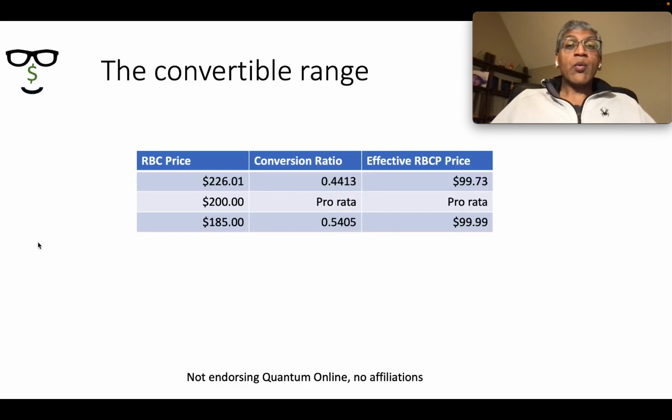And now let's review what we call the convertible range. We are setting up for the convertible arbitrage unit. And so that is why we're reviewing conversions in greater detail. To be clear, if the RBC price is $226 or greater, the conversion ratio is 0.44. If it is 185 or lower, the conversion ratio gets a nice little bump. Any value in between the two converts at exactly the same ratio pro rata.